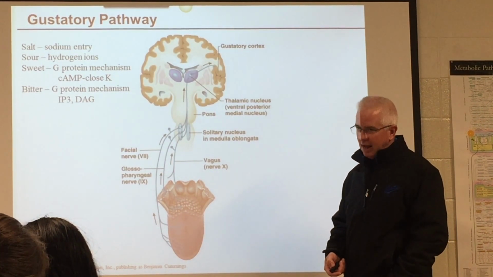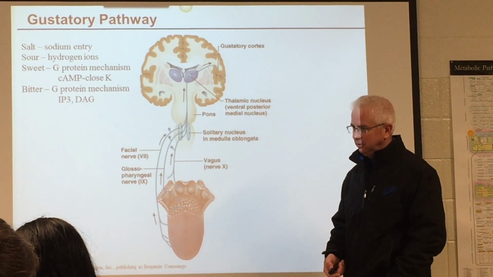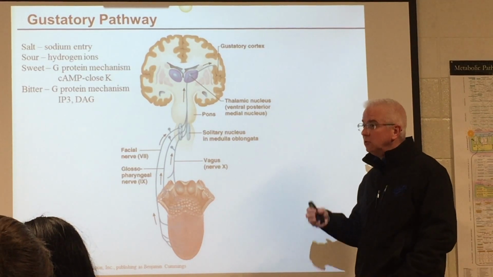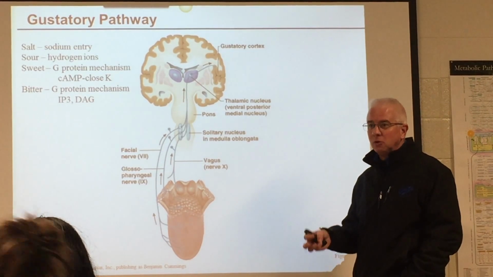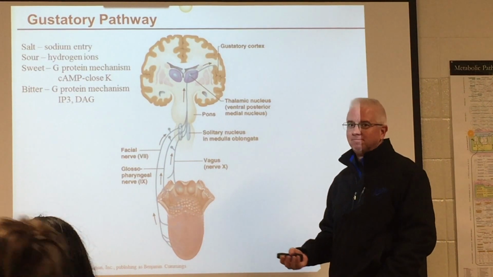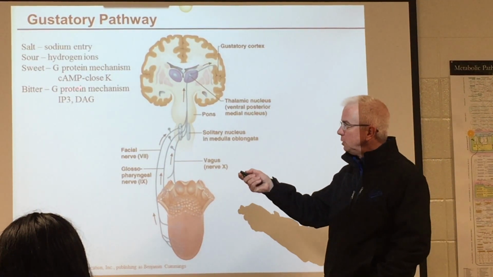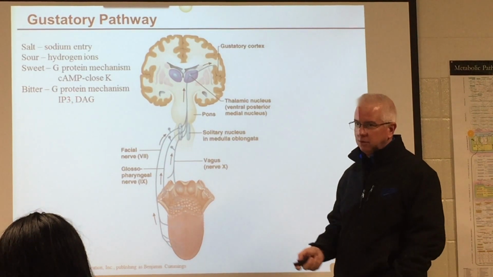Why would closing a potassium channel cause an action potential? Have you seen that before? This is why I told you what I did when we were going through this. If you learn the sodium, potassium, calcium, chloride story, then you can explain anything. Okay, and then the bitter uses the G protein mechanism for a different second messenger system.